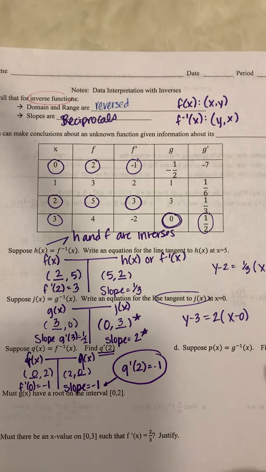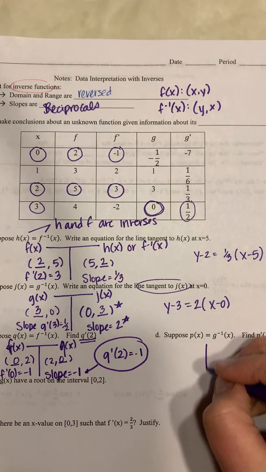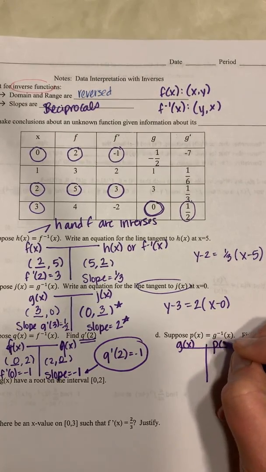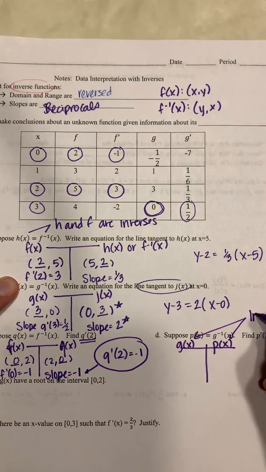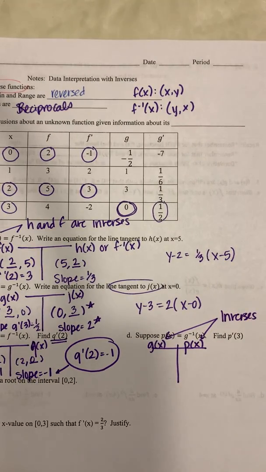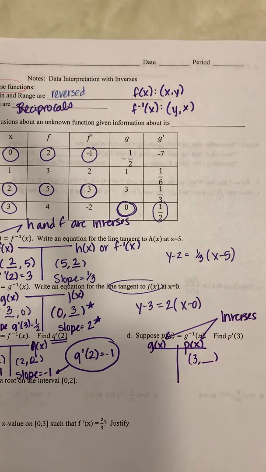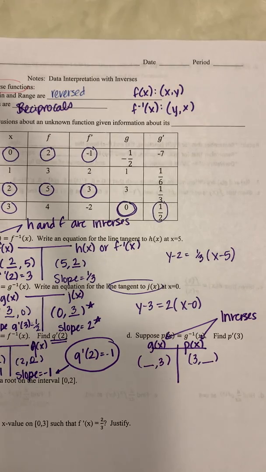Okay? All right, next one. It tells me that p and g are inverses. So look up at your chart. I know g of x is in my chart. P of x is not. Remember, what's the relationship between the two? They are inverses. So if I want p prime of 3, that means that 3 is the x value for p. But that tells me that 3 must be the y value for g of x.